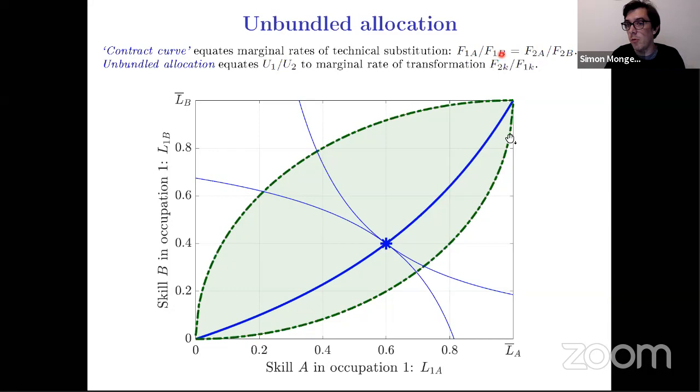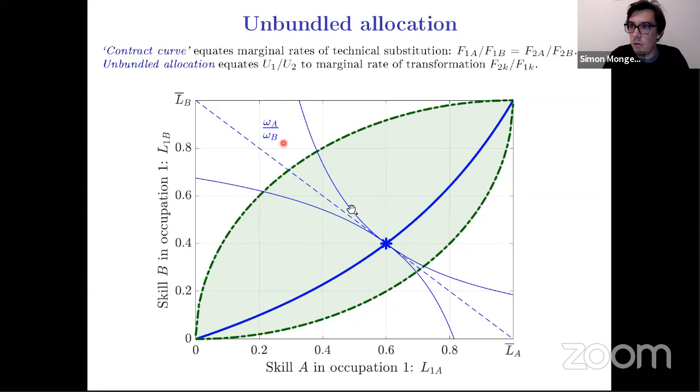That gives us kind of the Pareto set of possible allocations. The unbundled allocation that obtains along that curve is the one which equates the marginal rate of substitution across occupations to the marginal rate of transformation for each skill across occupations. Okay, and that's what pins down this equilibrium allocation. This allocation is interior.